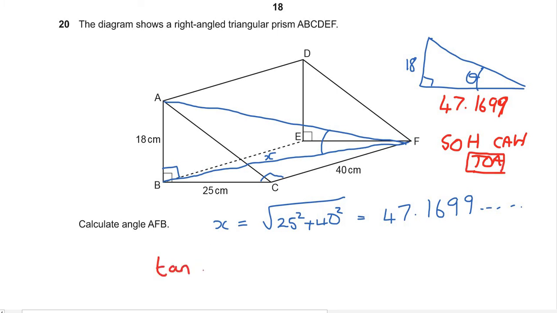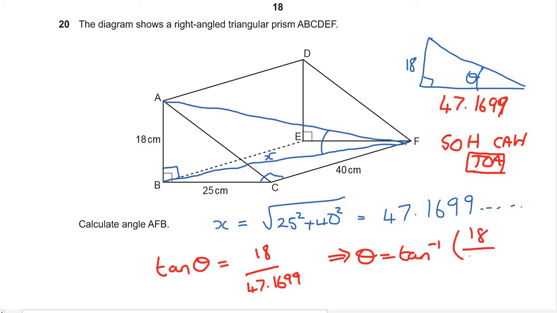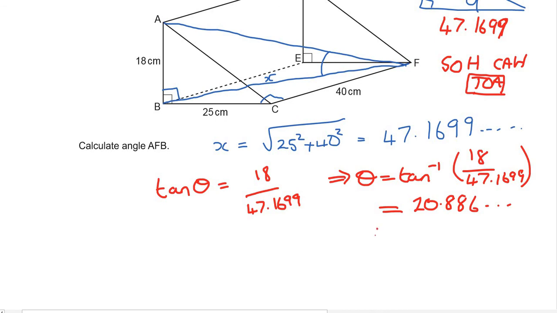Well, tan theta equals opposite over adjacent, that's 18 over our 47.1699. And so theta equals the tan inverse of this, 18 over 47.1699. Right, and if you do that on your calculator, you should get 20.886 and so on, and we're just going to round it to 20.9. So that is the answer, and that's degrees there.